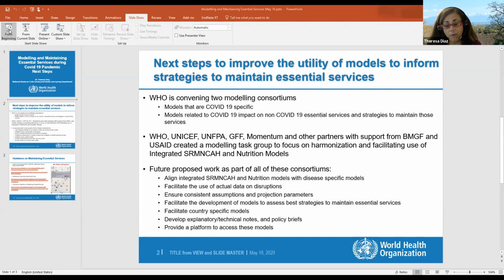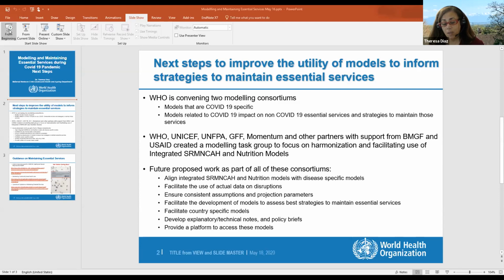The future work for all these consortiums is to align integrated SRMNCH and nutrition models with the disease-specific models such as HIV, malaria, immunization, facilitate the use of actual data on disruptions, ensure consistent assumptions and projection parameters, facilitate the development of models to assess best strategies to maintain essential services.